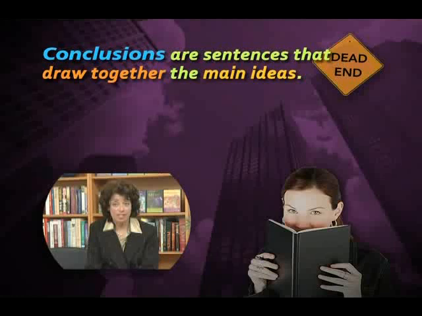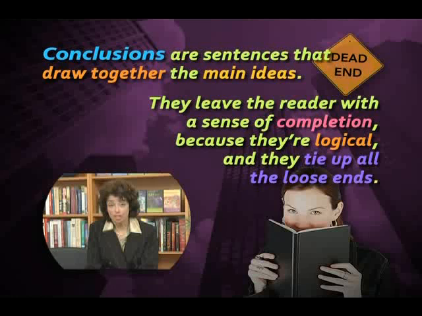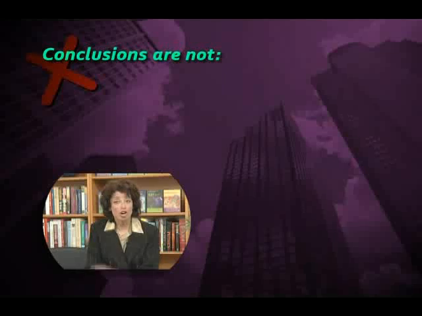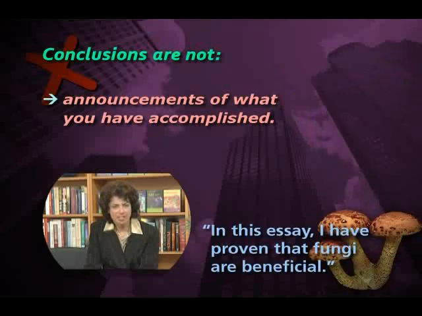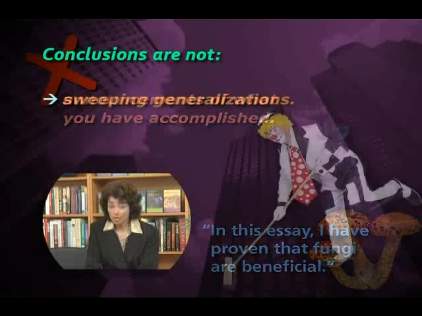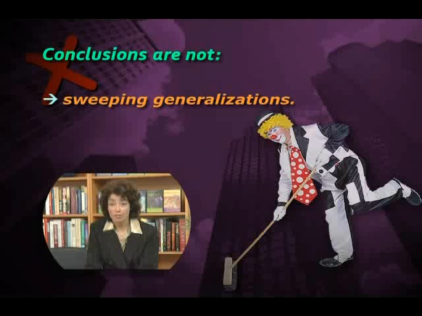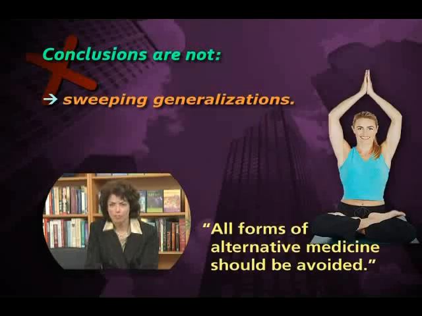Conclusions are sentences that draw together the main ideas. They leave the reader with a sense of completion. That's because they're logical and they tie up all the loose ends. Conclusions are not announcements of what you have accomplished, as in, "In this essay, I have proven that fungi are beneficial." You don't want to make a public service announcement like that. You don't want to make a sweeping generalization either. "All forms of alternative medicine should be avoided," because you can't prove that all forms of alternative medicine should be avoided. That's too big a statement for a paragraph.